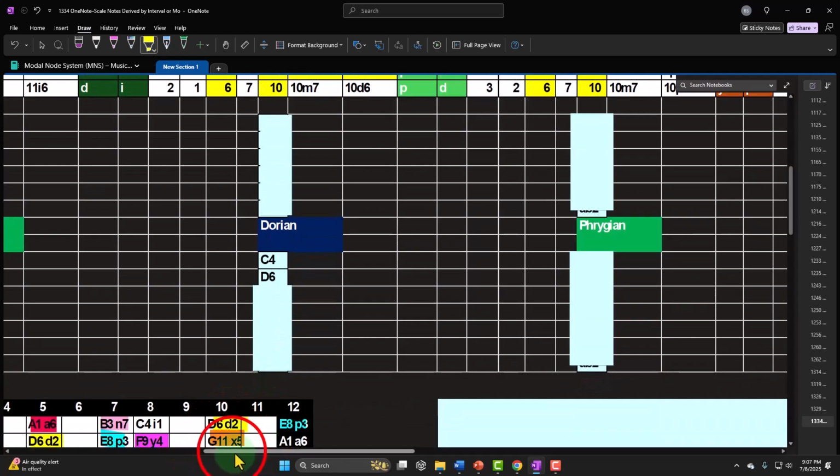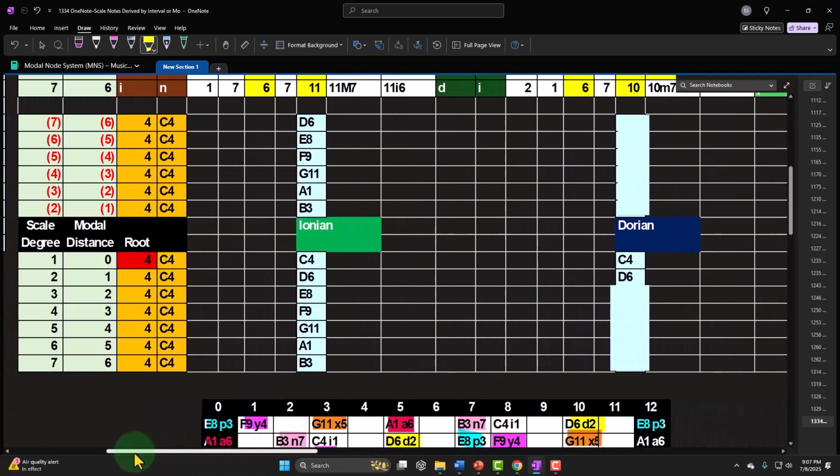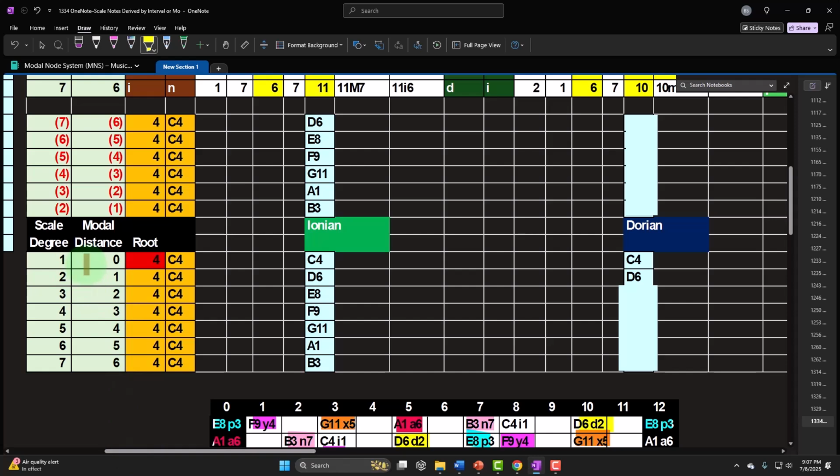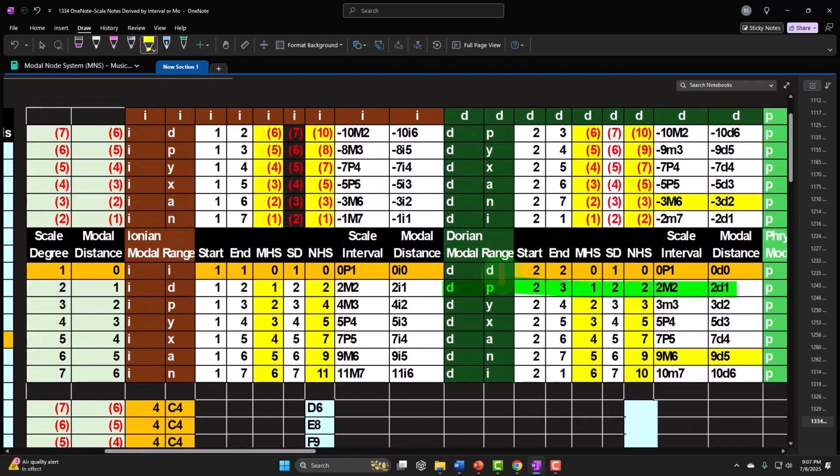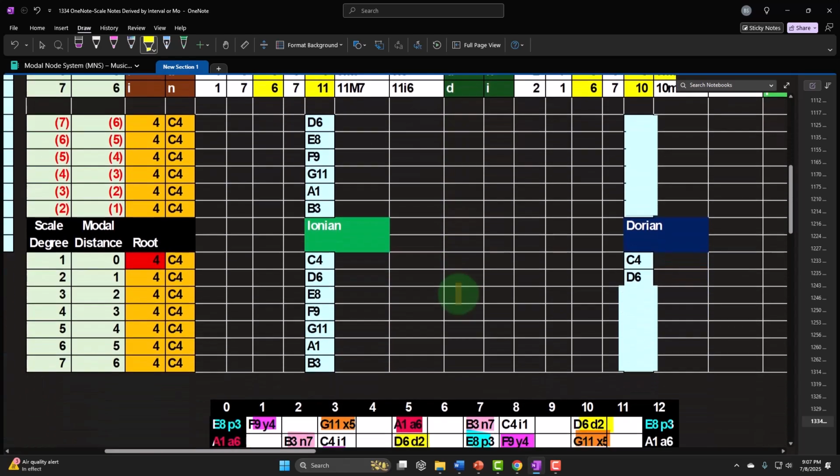So if I stay on the same point, then if we didn't move anywhere, then we're going to stay on the C and not go anywhere from the C. So that would be from a D-D modal range. Let's go to the next one up and say now we're going to go up one.